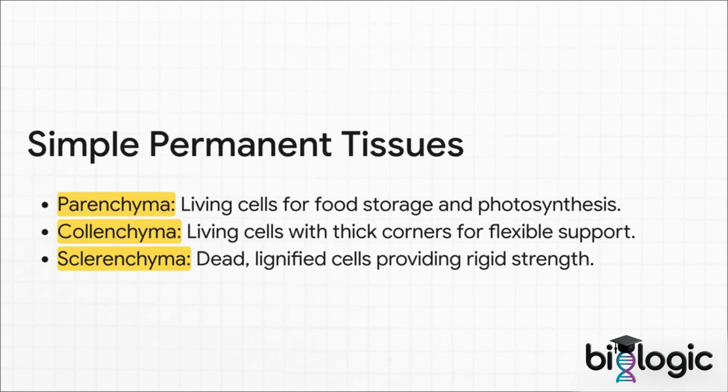You've got parenchyma, kind of the jack of all trades, handling things like food storage. Then there's collenchyma, which provides flexible support. Think about the strings in a celery stick that let it bend without snapping. And then you have the heavy-duty stuff, sclerenchyma. These are actually dead cells with super thick walls that give the plant rigid strength, like the hard shell of a coconut or a walnut.